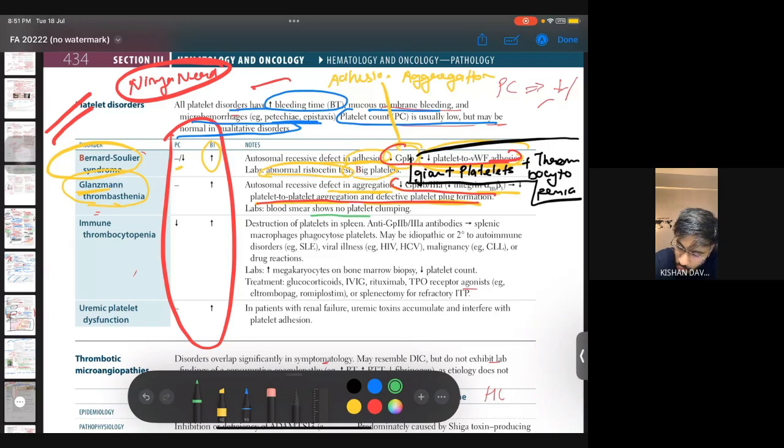Blood smear shows no platelet clumping. No clumping because there is no aggregation. Okay, so there will be no platelet clumping.